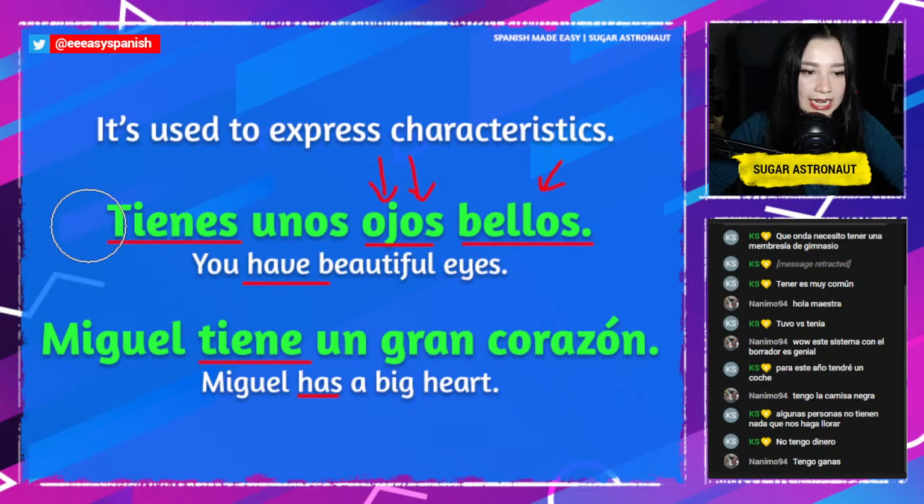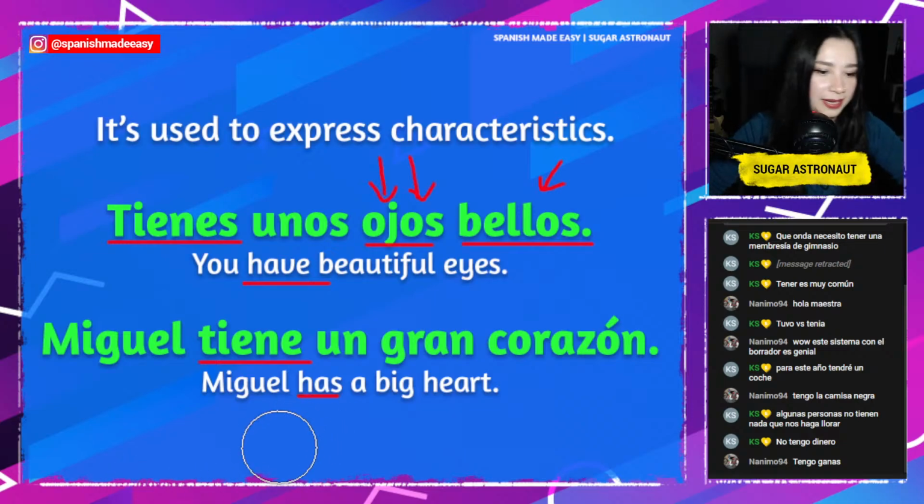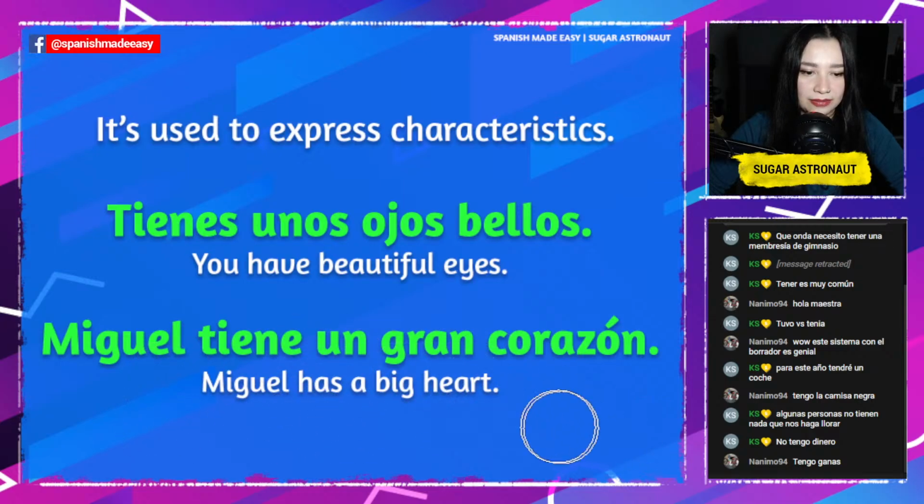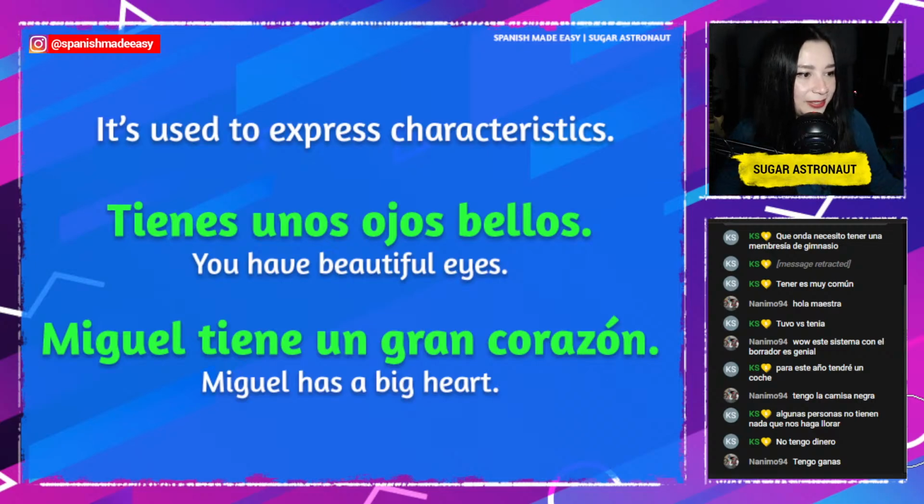Okay. Tienes unos ojos bellos. Miguel tiene un gran corazón. Corazón means heart. Gran, big. Gran and grande, I think I talked about that too, the differences between those two words. But we can talk about that in a different lesson.